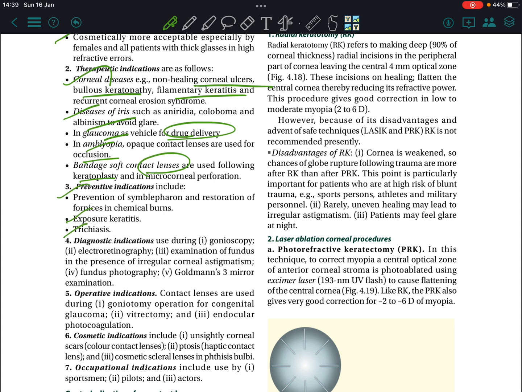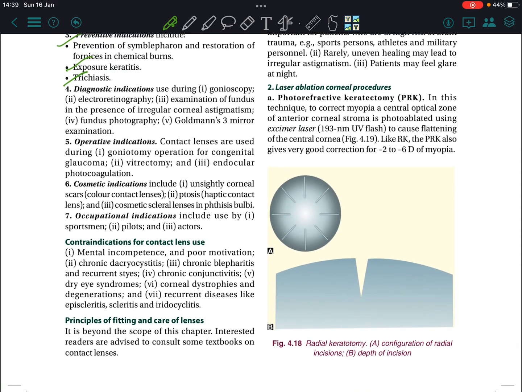Preventive indications: exposure keratitis, trichiasis. Diagnostic indications: gonioscopy, electroretinography, examination of the fundus in the presence of irregular corneal astigmatism, fundus photography, Goldmann's three-mirror examination. Operative indications: goniotomy, vitrectomy, endocular photocoagulation.